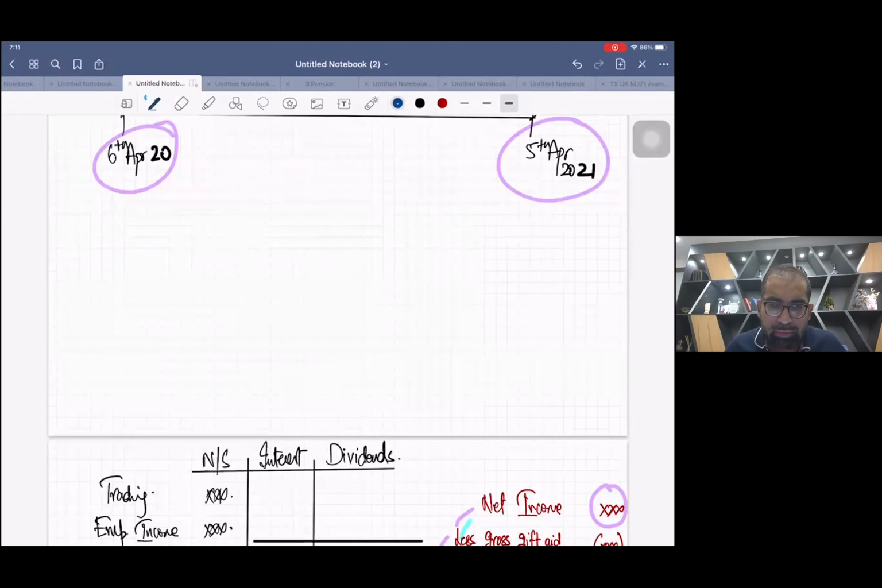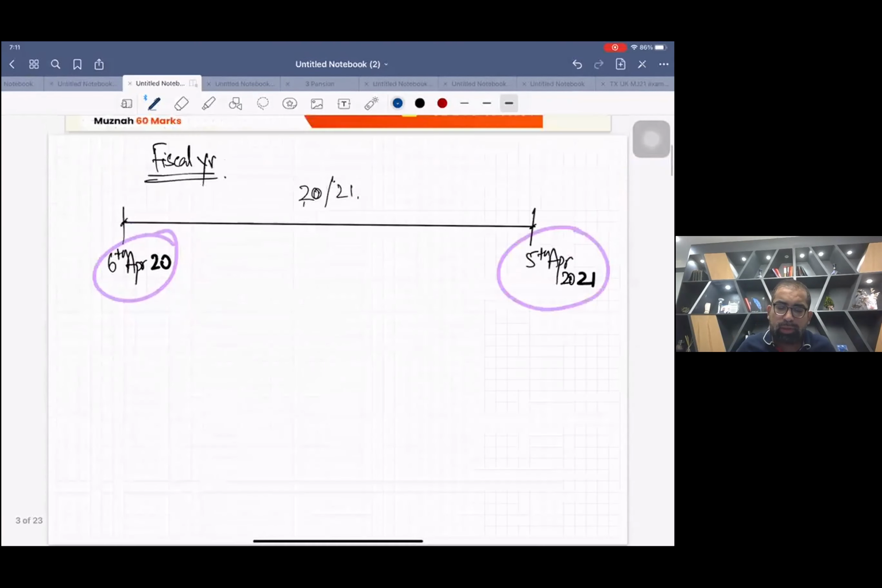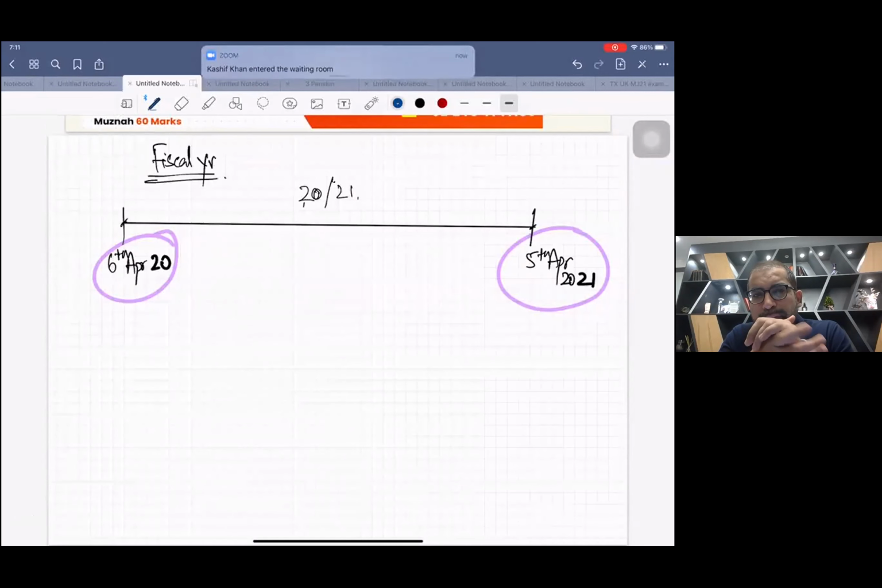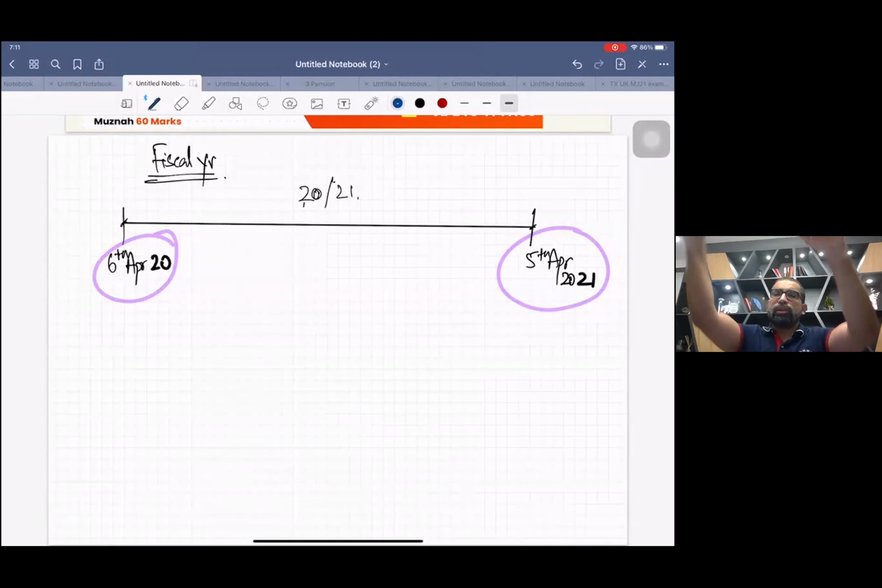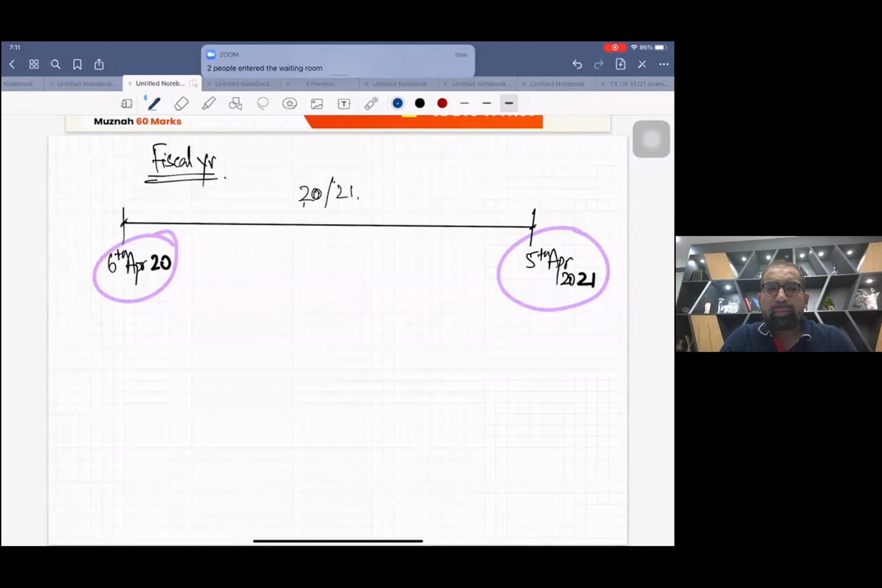First of all, my dear students, the thing written in front of you is the fiscal year. In this upcoming exam, your fiscal year will be 2021. Fiscal year is the time period for which an individual pays tax. So this is your fiscal year in front of you, 6th April 2020 to 5th April 2021.